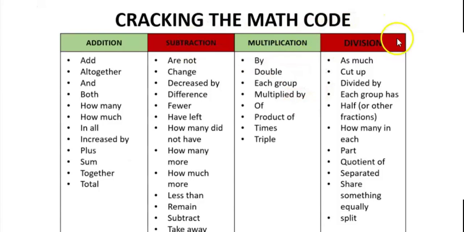Here is our cracking math code. These are words to help you solve word problems. The main thing in a word problem is you've got to decide which operation you're going to use, whether it be addition, subtraction, multiplication, or division. Right now, we are working on adding and subtracting fractions. So these are the words that would give you the clue to add, and these are words that would give you the clue to subtract. But just remember, adding, you're bringing things together, and subtracting, you're taking things away. So think about that when you read a story.